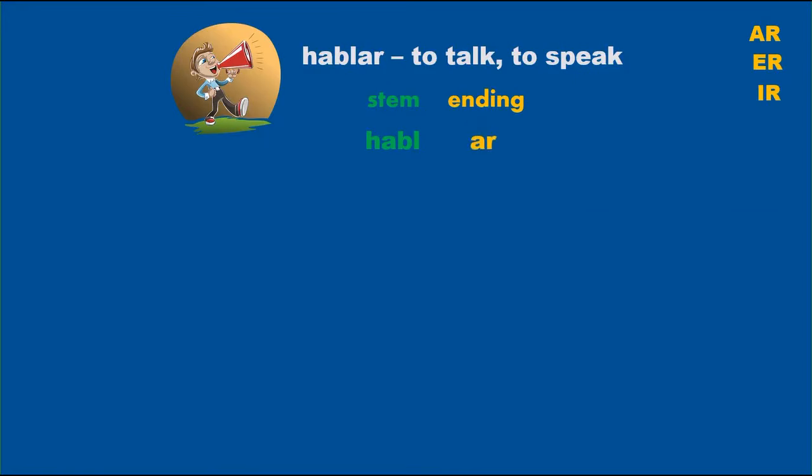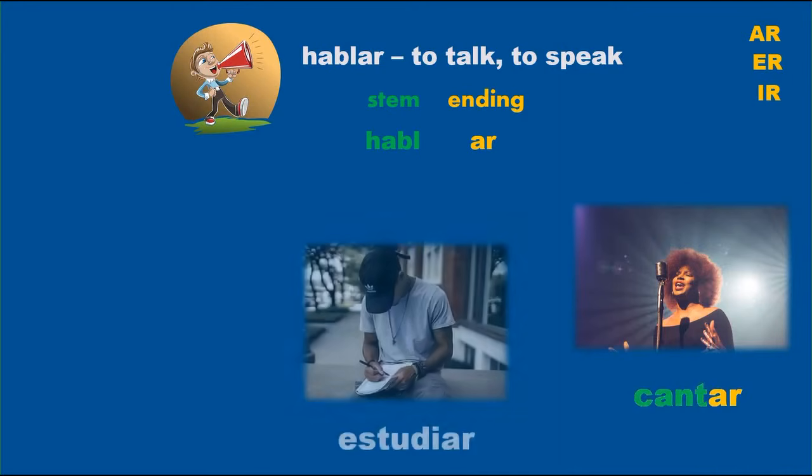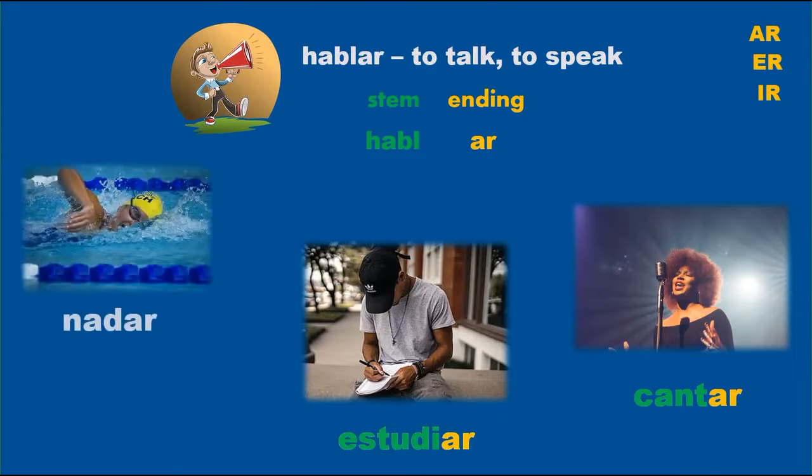Let's look at a few more examples. Cantar, the stem is CANT and the ending is AR. Estudiar, the stem ESTUDI and the ending is AR. Now you try. Nadar. That's right. The stem is NAD and the ending is AR.